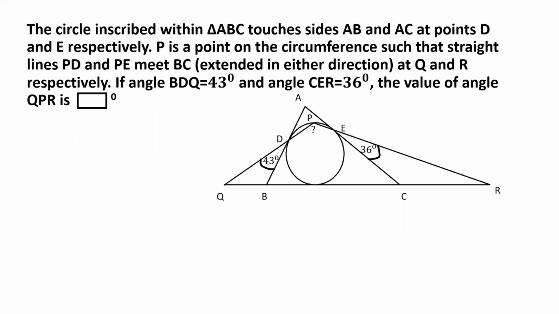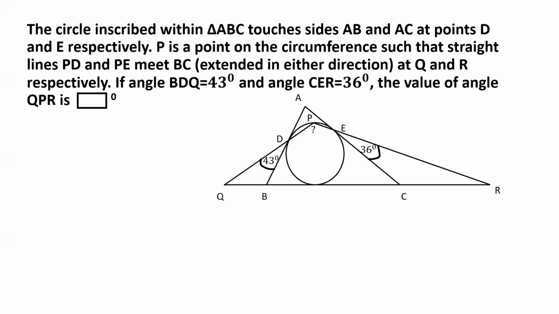And this is not a multiple choice question where we can potentially make a smart guess out of the choices given. All we are given is a box or a blank that we have to fill in. And in this case, the value that we have been asked to find is that of angle QPR in degrees.